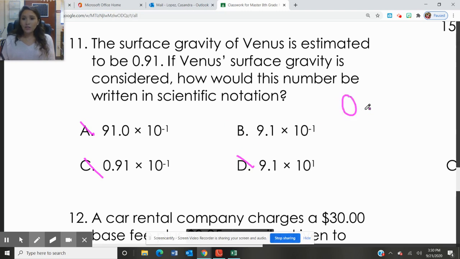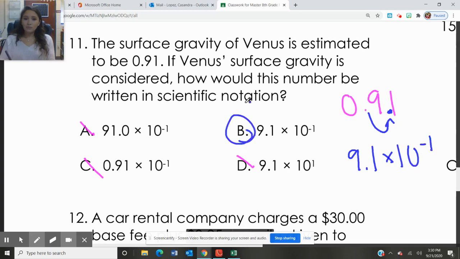But again, I have started off with 0.91, and I need to place my decimal point after the first non-zero number. And that number is 9. So my new decimal place is going to go right here. So all I'm going to do is move this decimal place 1 spot over, and my number in scientific notation becomes 9.1 times 10 to the negative 1 power. So my answer is B.